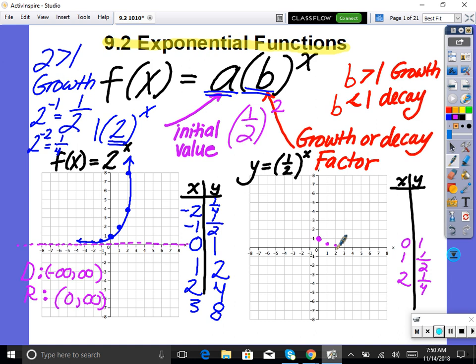So no matter what I plug in, if I plug in a 3, I get an 8. I'm just getting smaller and smaller. So I'm approaching my asymptote again.